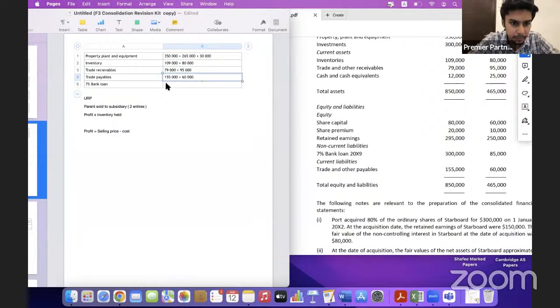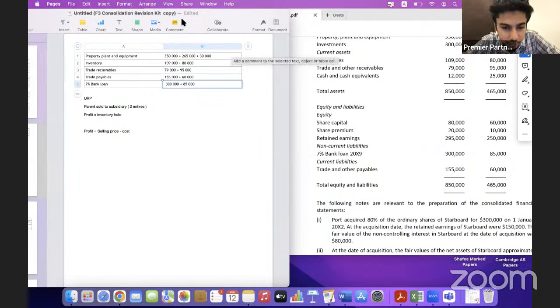Right, last one, guys, 7% bank loan. Bank loan is also a liability, no? So therefore, parent plus subsidiary, 300,000 plus 85,000. These are the answers, guys, what we get.